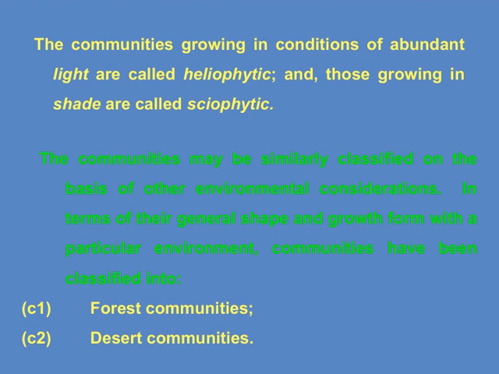But classification isn't limited to just light. We can also categorize communities based on other environmental factors, which influence their overall shape and growth form in specific environments. For example, we have forest communities, which are characterized by dense tree cover and a layered structure, and desert communities, which are adapted to arid conditions with specialized plant forms to conserve water. Understanding these classifications helps us see how different plants and communities adapt to their environments, which ties back to the overall theme of ecological adaptation and diversity.